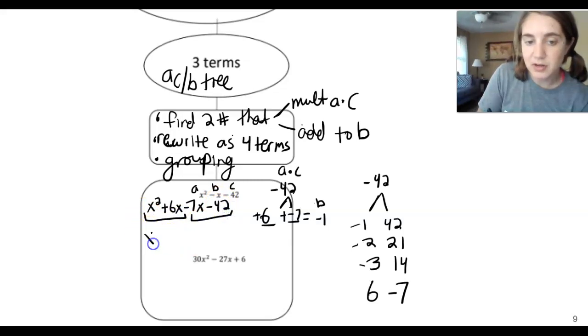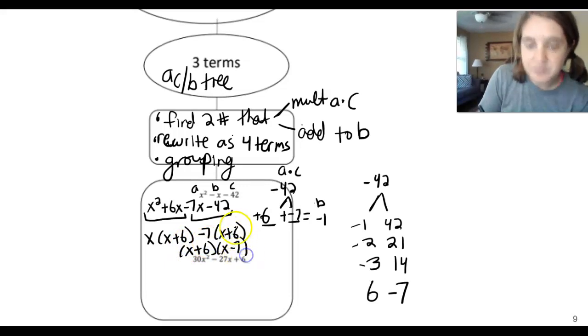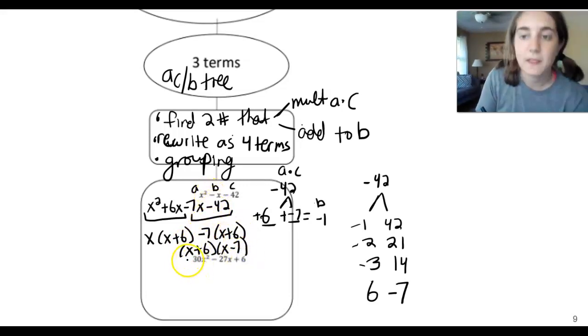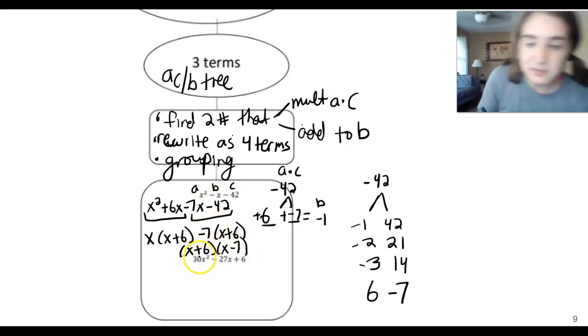Group them, I can pull out an x, end up with an x plus 6. Pull out a negative 7, end up with an x plus 6. X plus 6, x minus 7. This last one is the last part of the video notes.